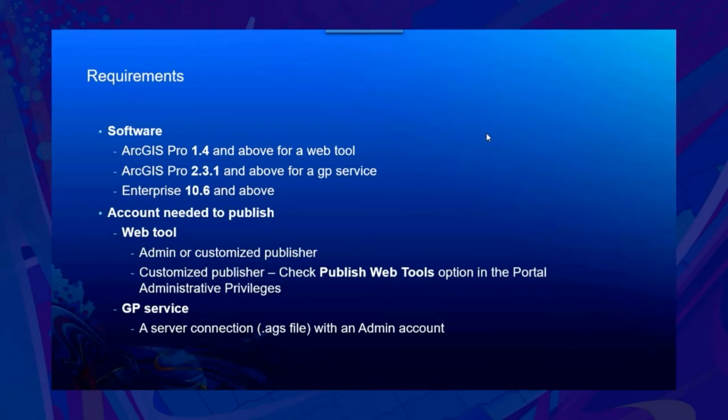For login account, to publish a web tool, use an admin or customized publisher account. This customized publisher you can create in portal admin by using the default publisher plus adding the option of publish web tools in the portal administrative privileges. For a GP service, you need to have a server connection file, or a file with a .AGS extension. Make sure to log in this server connection file with an administrative account in order to publish.